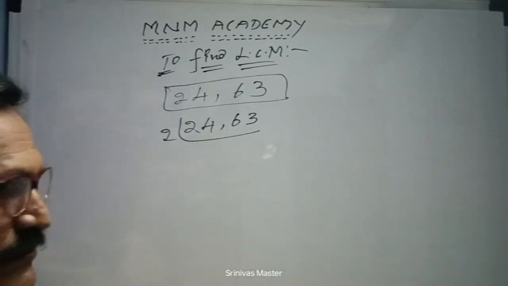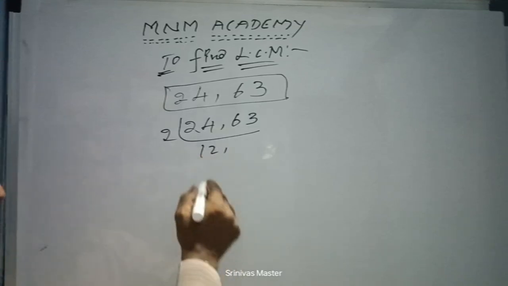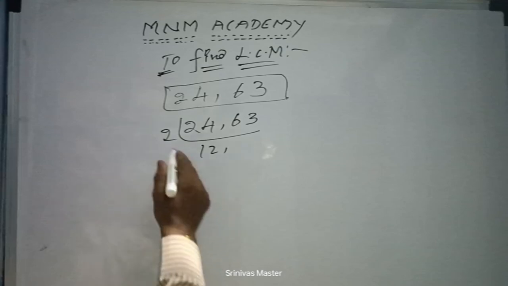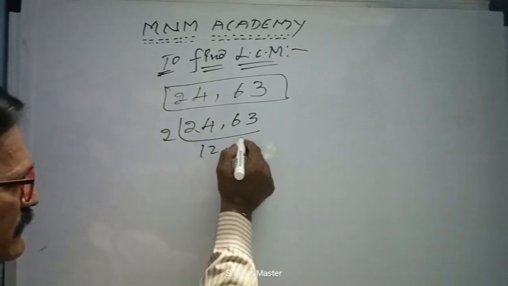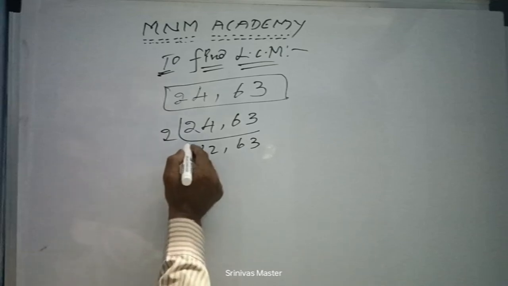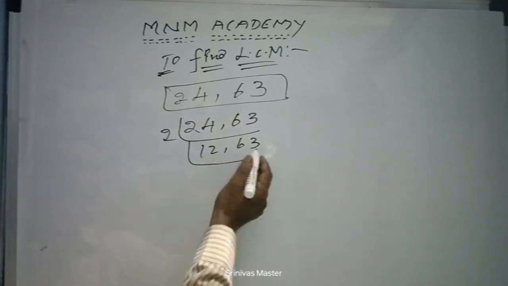You know that the 2 table will go there. 2 in 24, how many times? 12 times, right? 2 in 63. 2 won't go in 63, no? So we keep 63 as it is. Okay children. Next, 3 will go in both the numbers.